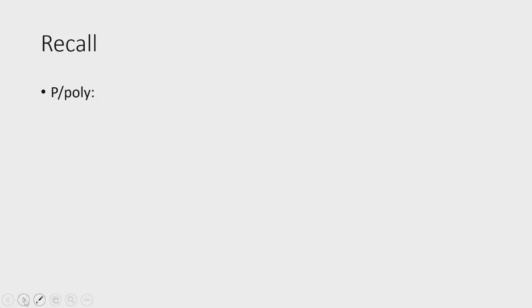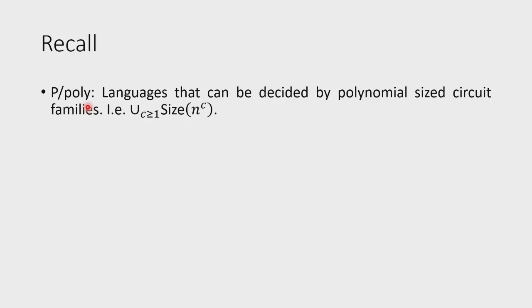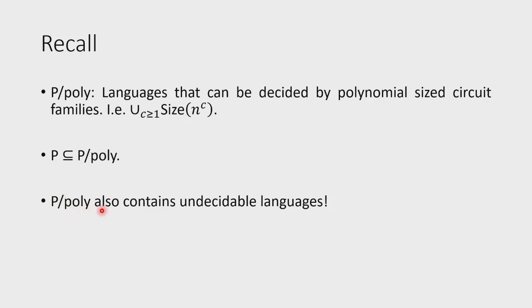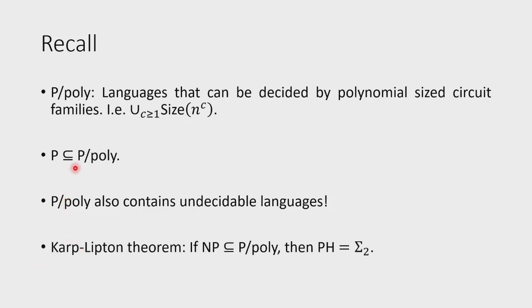And then you saw the definition of the class P/poly. It's the class of all languages that can be decided by polynomial size circuit families. That is a union over c greater than or equal to 1 of the class SIZE(n^c). And it's easy to see that P is contained in P/poly. So we might want to ask if P equals P/poly or not. However, it's known that P/poly also contains some undecidable languages, in particular the unary version of the Halting language, and so P is definitely not equal to P/poly.